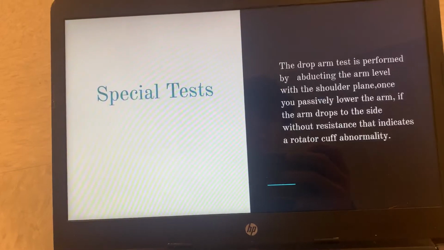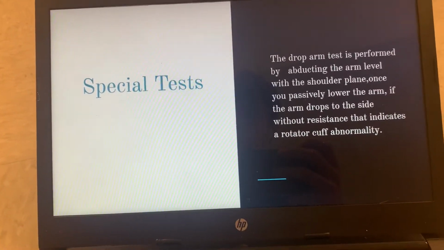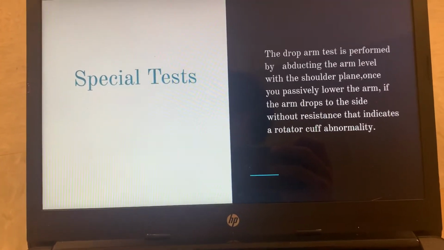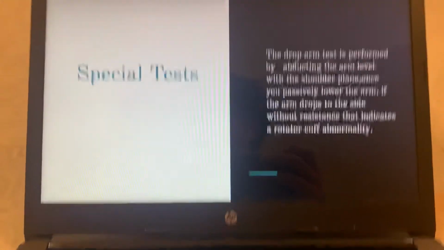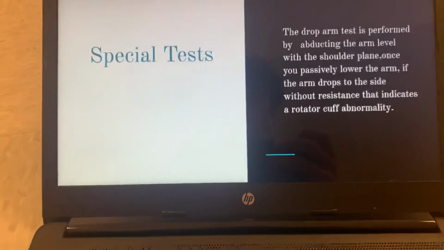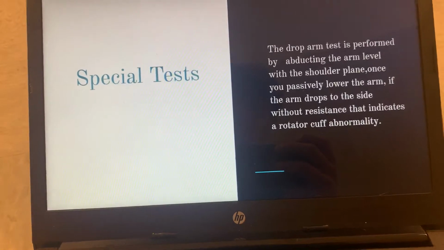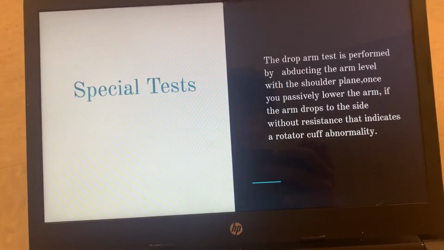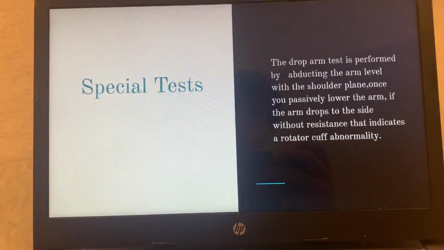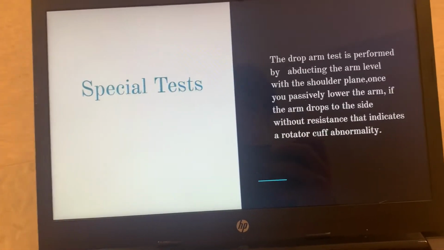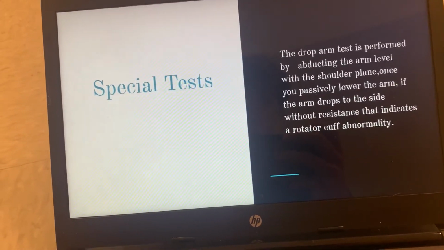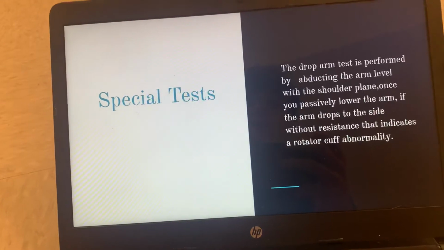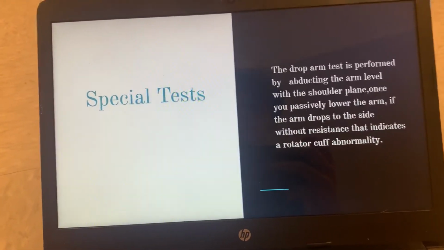Special tests test if the patient has any problems with the body part you're facing in the HOPS on the field evaluation. The drop arm test is performed by abducting the arm level with the shoulder plane, and once you passively lower the arm, if the arm drops to the side without resistance, that indicates a rotator cuff abnormality.